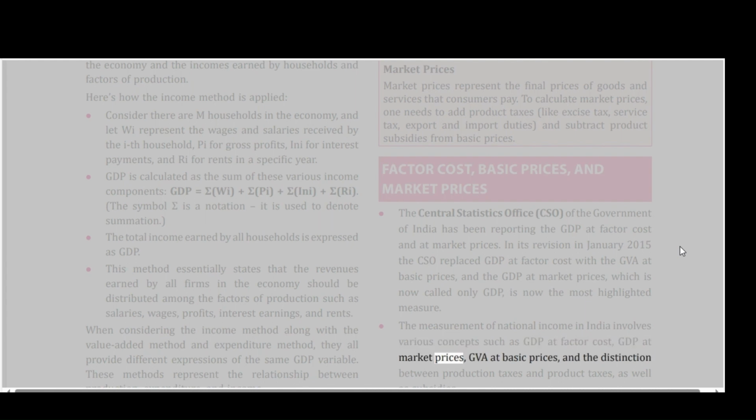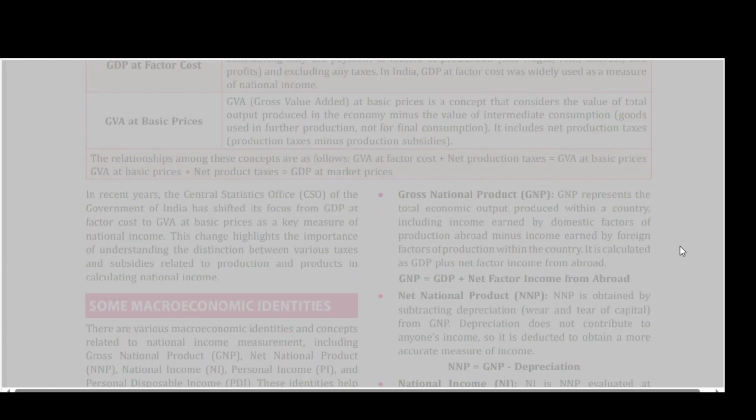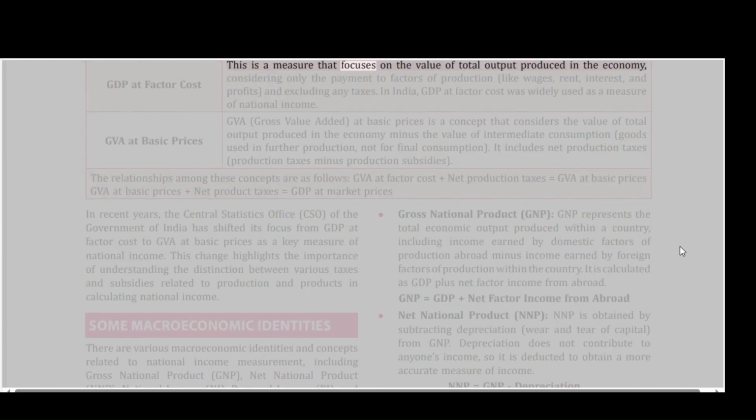The measurement of national income in India involves various concepts such as GDP at factor cost, GDP at market prices, GVA at basic prices, and the distinction between production taxes and product taxes, as well as subsidies. GDP at factor cost. This is a measure that focuses on the value of total output produced in the economy, considering only the payment to factors of production, like wages, rent, interest, and profits, and excluding any taxes. In India, GDP at factor cost was widely used as a measure of national income.